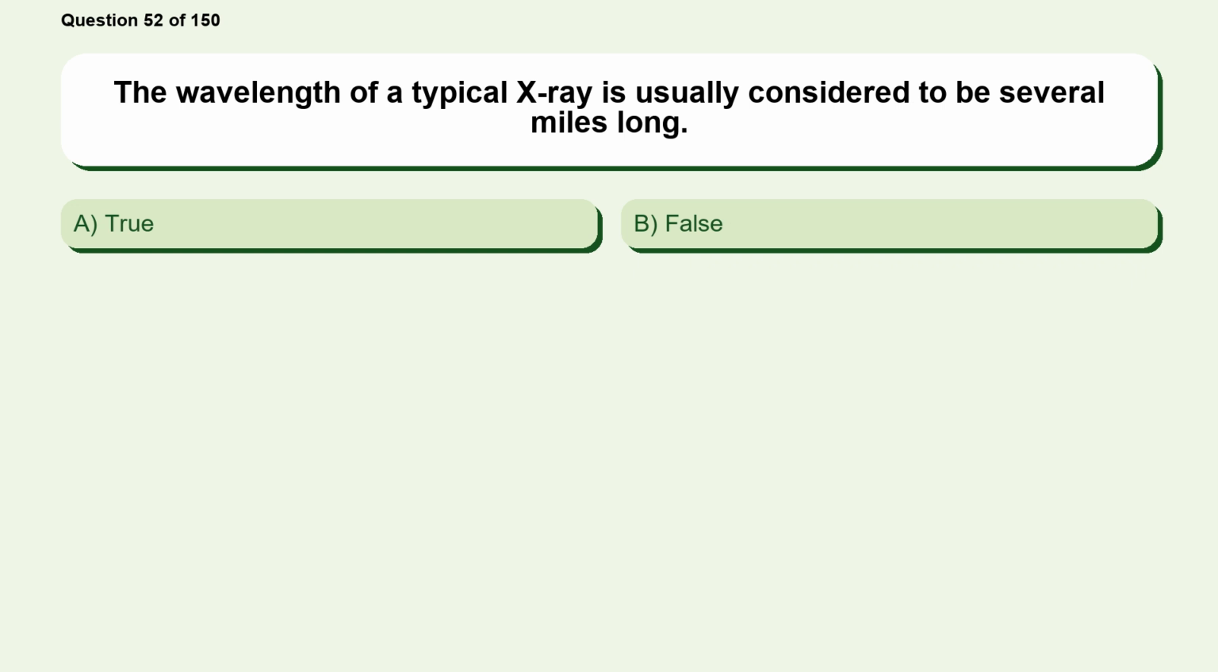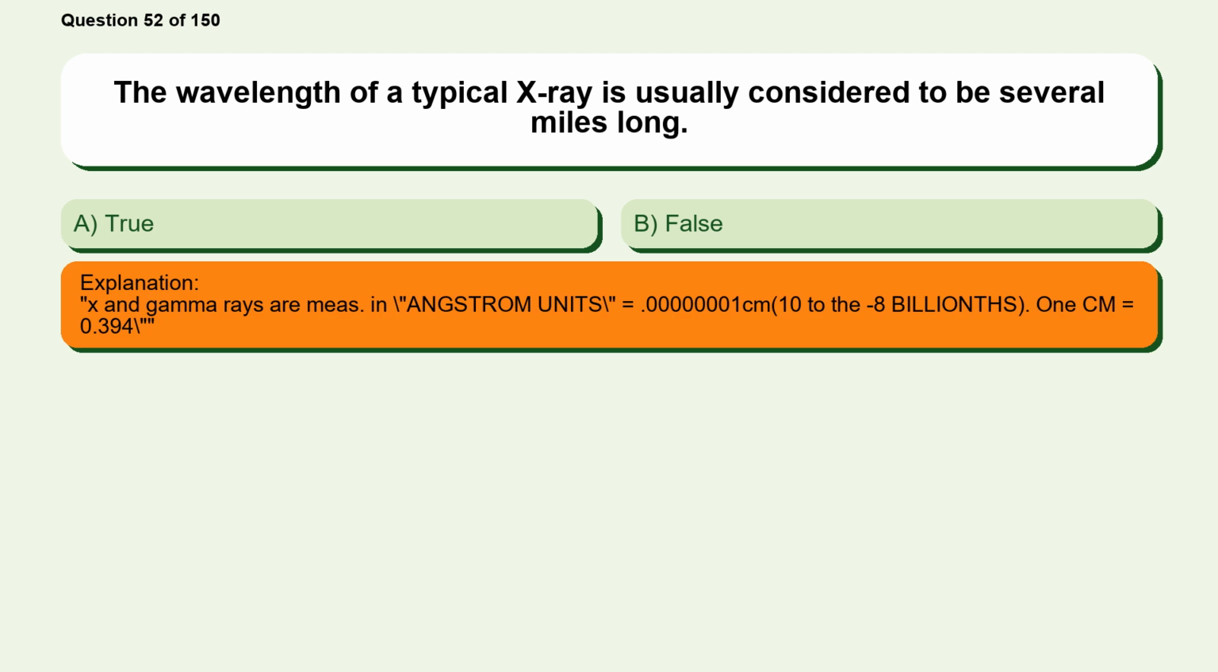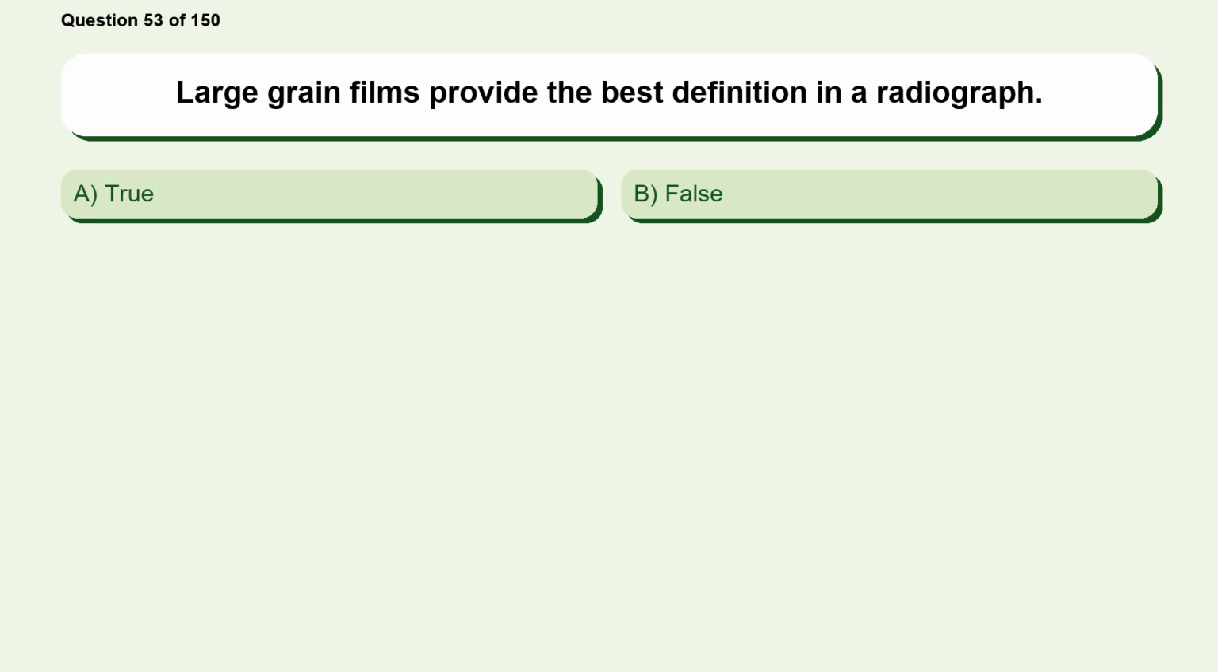Question 52. The wavelength of a typical X-ray is usually considered to be several miles long. Option A, true. Option B, false. The correct answer is option false. X and gamma rays are measured in angstrom units, where 1 angstrom equals 0.00000001 cm, or 10 to the minus 8 cm. 1 cm equals 0.394 inches.